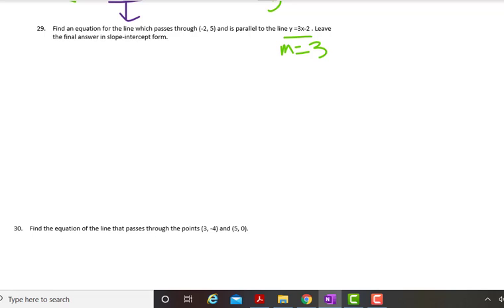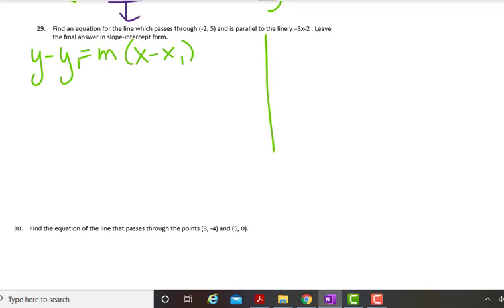There are two different ways that you could go ahead and find this line. And one is to use the point slope form: y minus y1 is equal to m times x minus x1. And the other one is through using y is equal to mx plus b. I'll demonstrate both. Using point slope form, as we see on the left, I will enter the information.